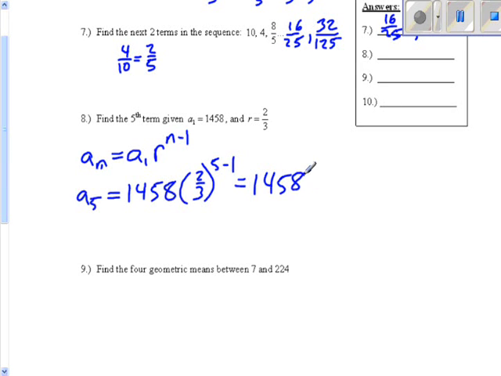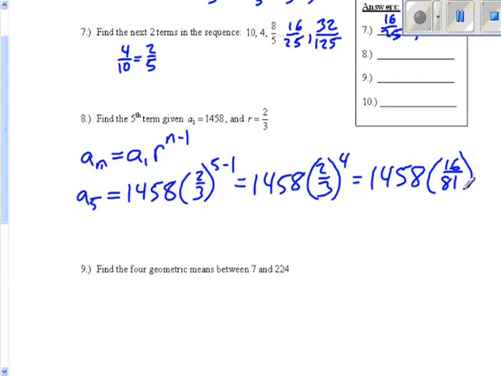So if we rewrite this, we'll just simplify this. It's going to be to the fourth power, so that's going to be 1,458 times 16 over 3 to the fourth power, which is 81. And if we multiply these out, we end up with 288. And that's it. So 288 for this one.